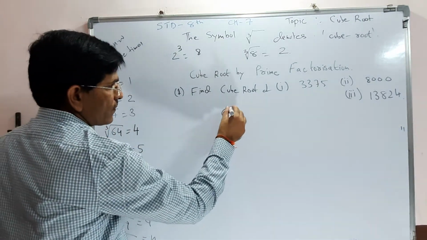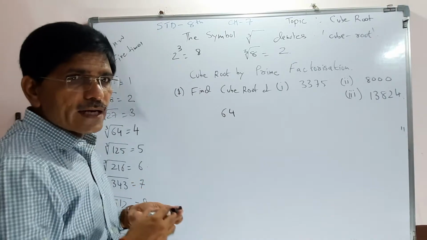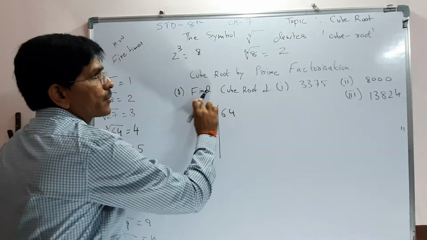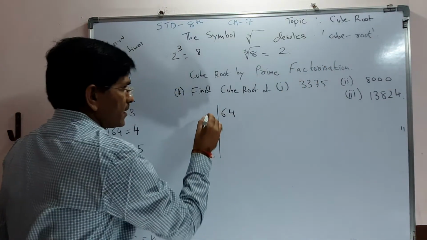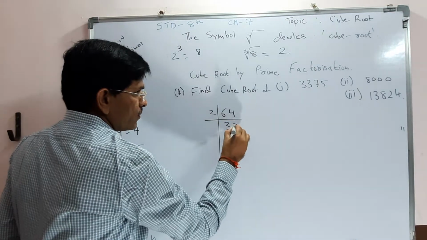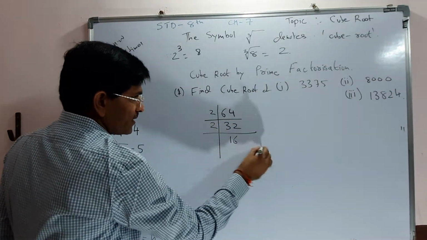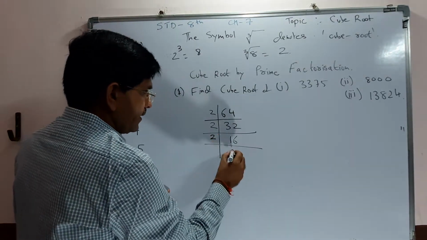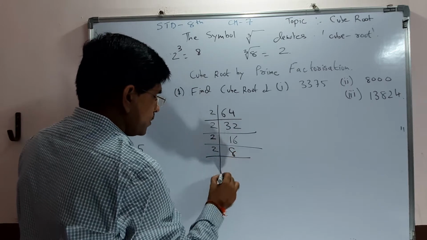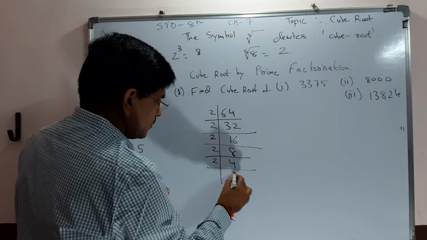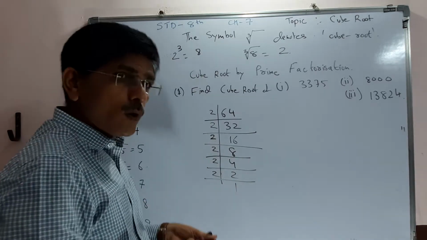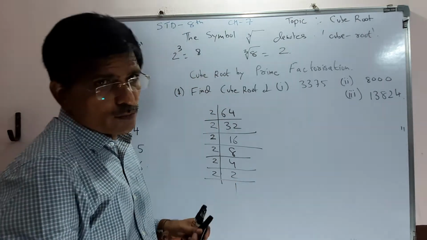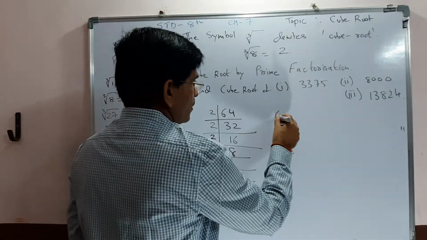So 64, let me start from 64. How can we get answer 4? So what we have to do, it is a prime factor. So cube root by prime factorization method. So I have to start from 2. Here 32, again 2, here 16, again we go to 2, then 8, again 2, again 4, again 2, again 2, again to 1. Always in prime factorization the last answer is 1.